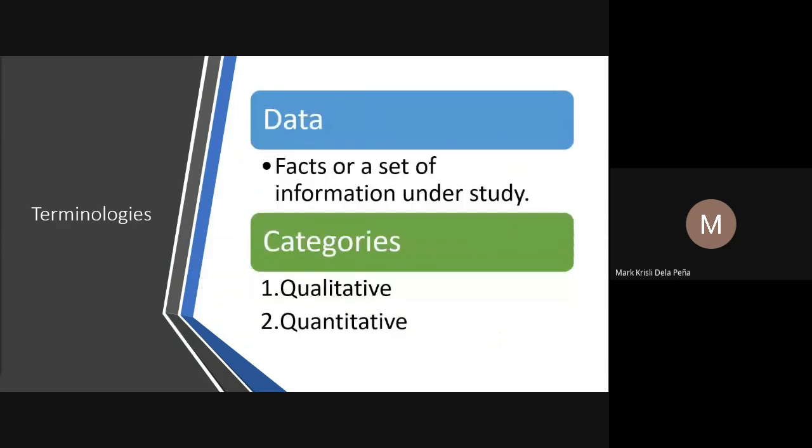Okay, then we also have data. So data is a set of information under study. There are two general categories of data. We call them qualitative and quantitative data.